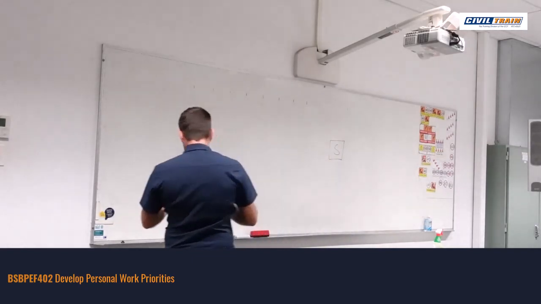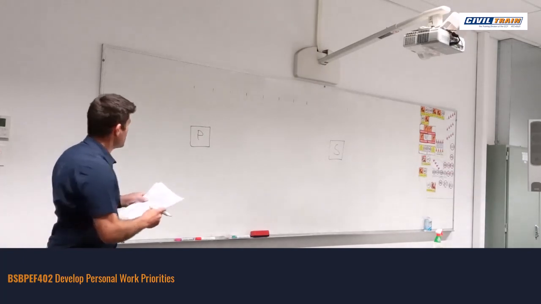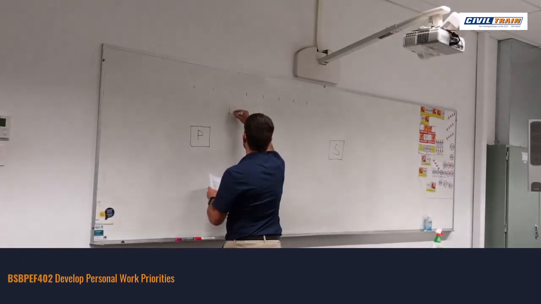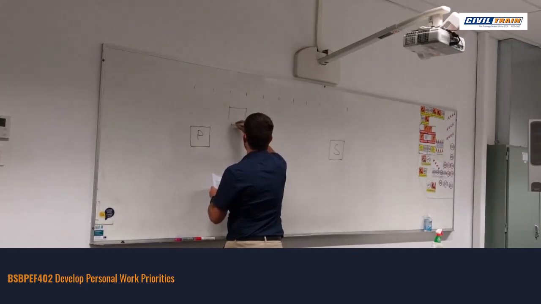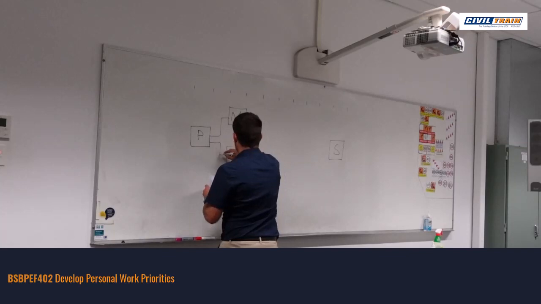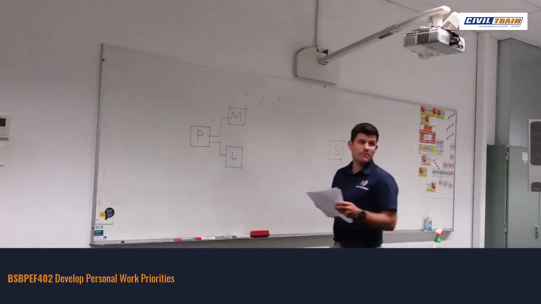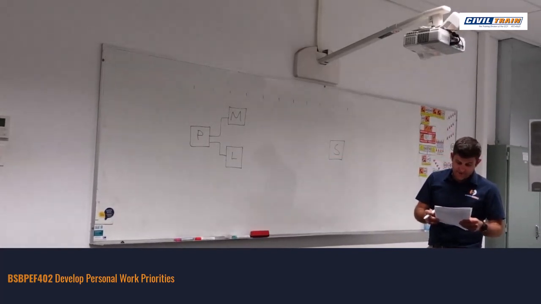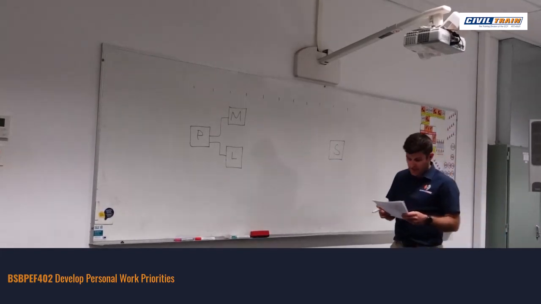So from that process, we've got M and L can both start in parallel after P. M and L. I've got M and L starting in parallel after P. Then I've got both B and E can be done concurrently, but only after the completion of M. B and E.